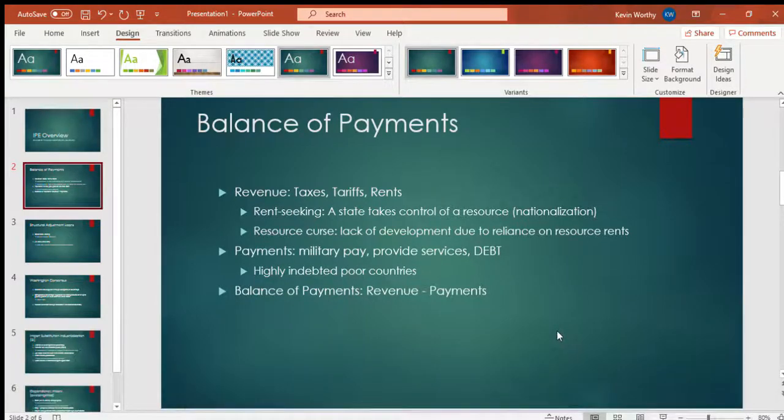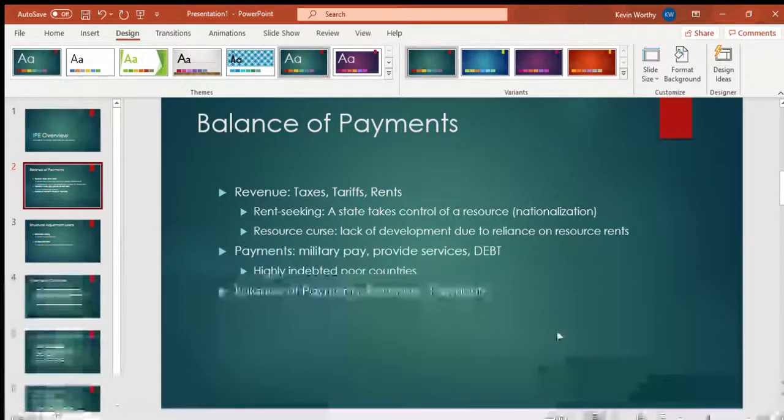And we've talked about rents before, right? If you have an oil well, the government can say, okay, I now own that oil well, and I'm going to sell that directly. That's called rent, right? I'm going to take this resource and I'm going to sell it and I'm going to collect directly. So this causes a couple of problems.